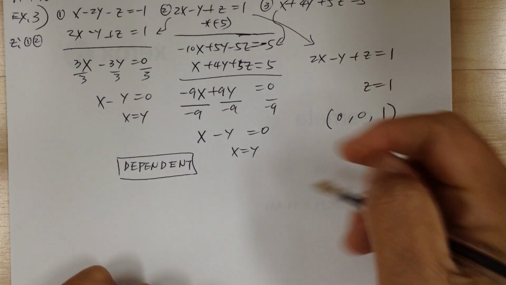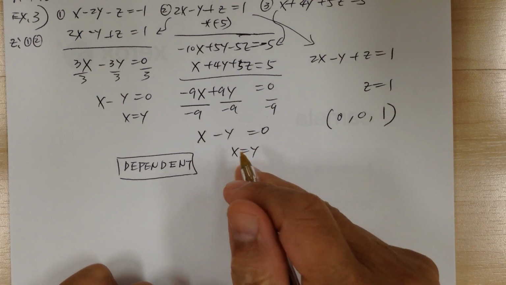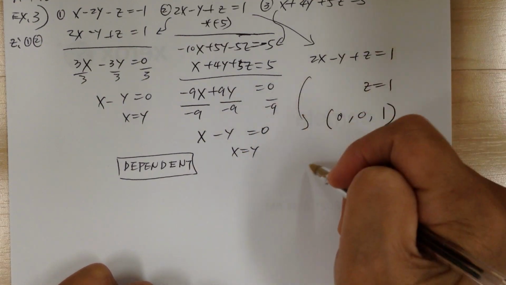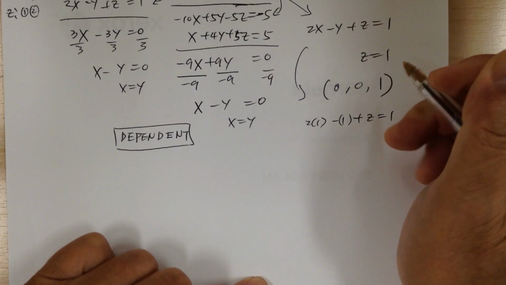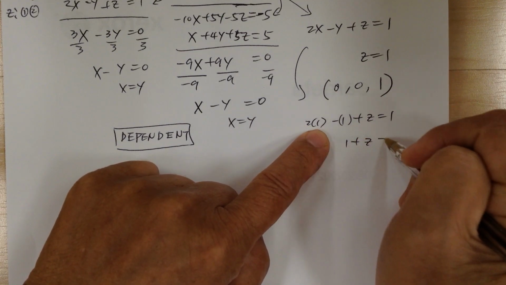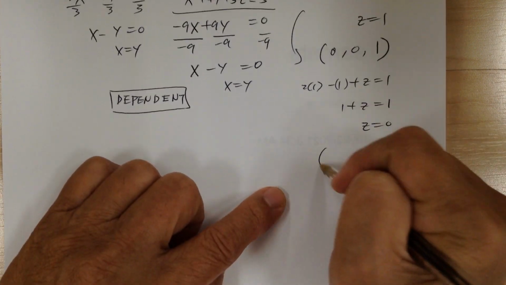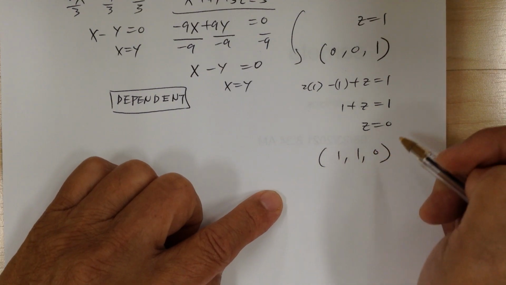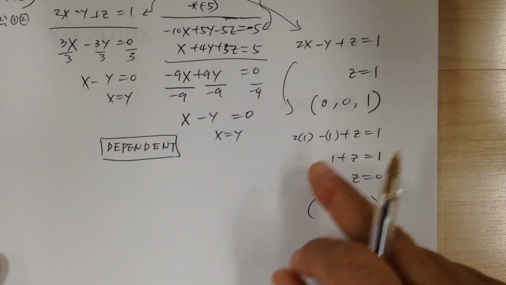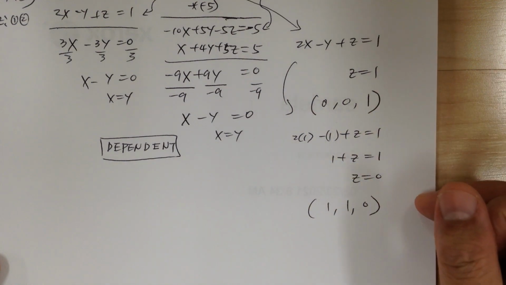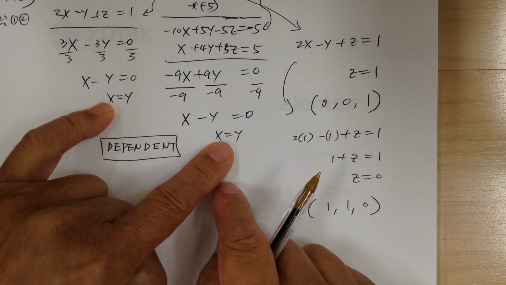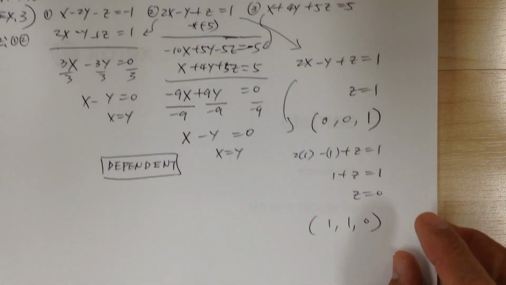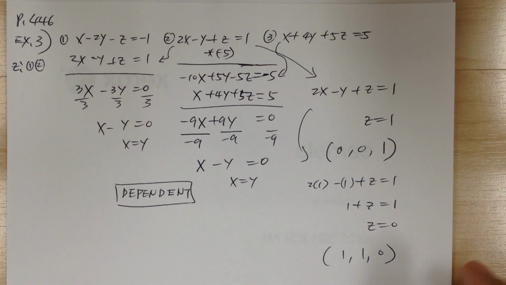Now if you let x equal to 1, y equal to 1, then you're going to get 2 times 1 minus 1 plus z equal to 1. So you're going to get 1 plus z equal to 1, so z equal to 0. So another possible answer would be 1, 1, 0. Again, there are an infinite number of answers. Depending on what value you put in, you're going to get different answers. The reason is because you got two of the same equation, so you're going to get a dependent system of equations. Now, if you get something that contradicts each other, then there will be no solution.